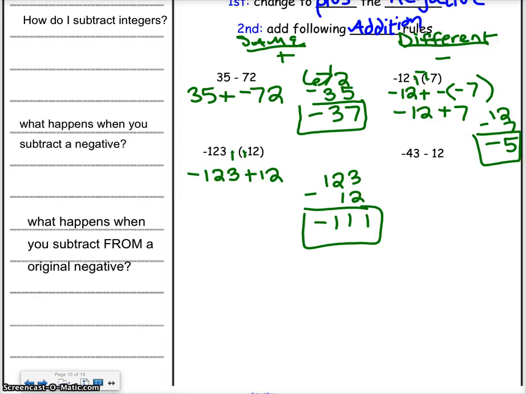This next one is the most important one, why we turn it to plus a negative. Because a lot of kids think that they just subtract these. You do not subtract these. This turns into plus a negative 12. So negative 43 plus a negative 12. They're the same sign, so I'm going to add them. So it's 43 plus 12, and keep it negative.